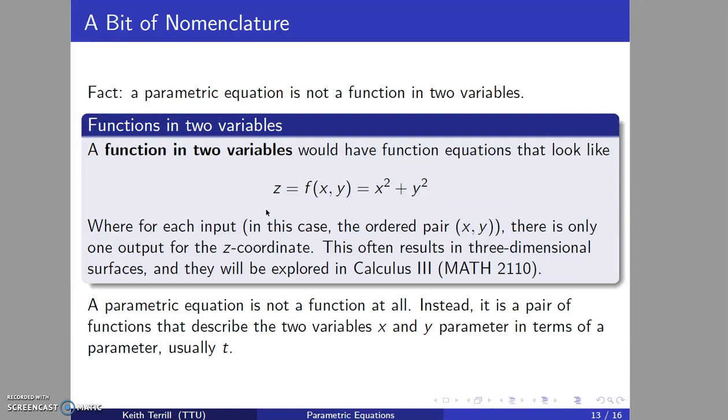And if you really want to break your brain over that, that's fine. Just wait until Math 2110, Calc 3, when that happens. So again, parametric equations aren't functions, just a pair of functions. And the independent variable, if you can call it that, is t. It's the parameter because it's ordered. Alright, so we got that well in hand. Great.